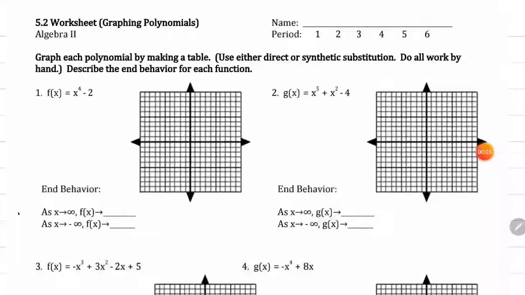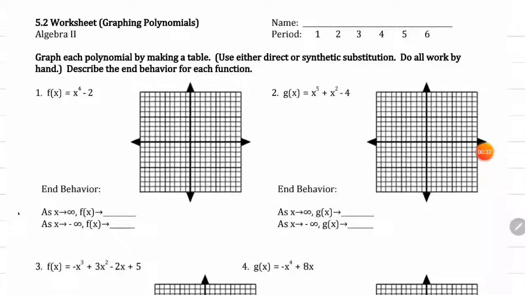Today we're going to be working on the other half of section 5.2, graphing polynomials. So, there's no real good trick. All we're going to do is plug in some values in an equation, and look at our end behavior, whether it's opening, or whether it's going to infinity as we go right, or going to negative infinity.